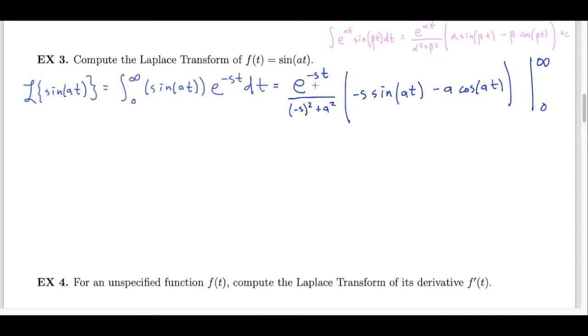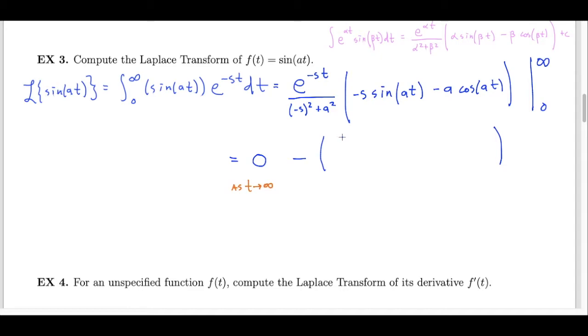And as long as s is positive, this exponential term will drive towards 0. So I believe that as t grows without bound, this entire expression will go to 0. And then I'll have some other quantity here that I'll get by plugging in t equals 0. So let's think about this a term at a time. This will be e to the 0, which will just be 1.